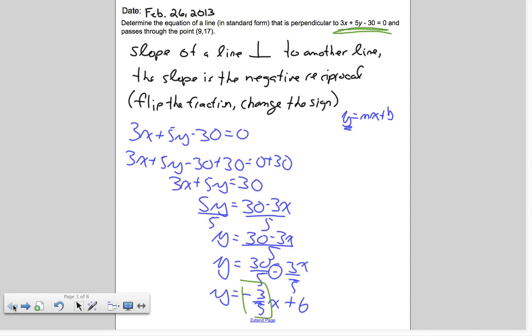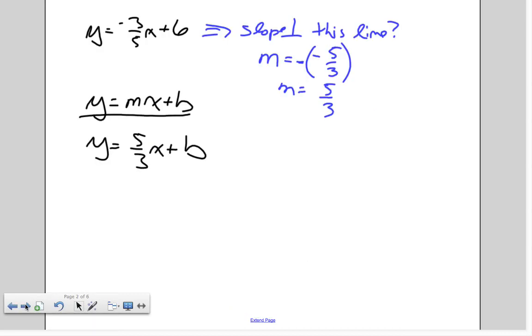I really don't like "passing through the point." Really, this point matches our equation. That's what it really means. This point matches our equation. So we plug our x and y back into our equation over here.